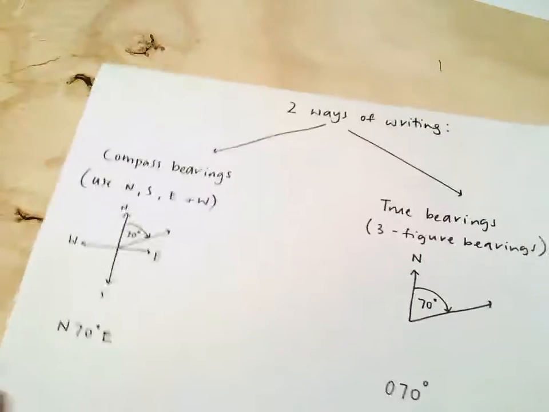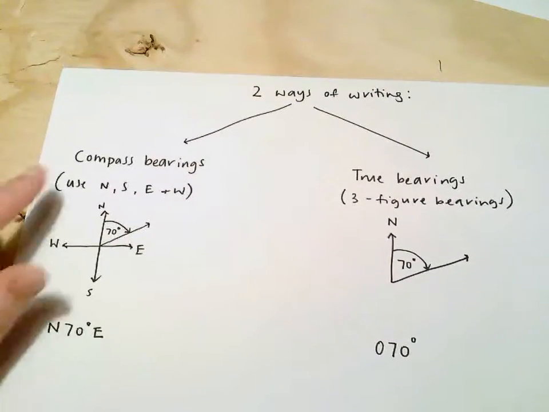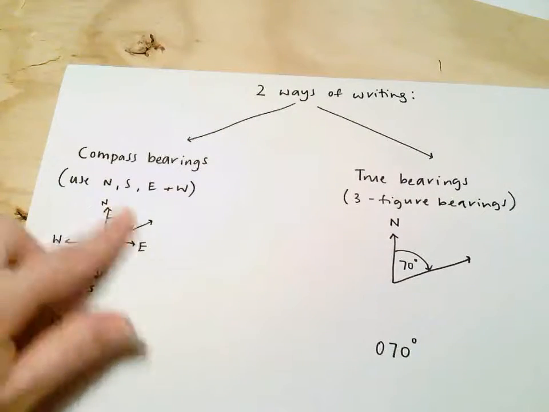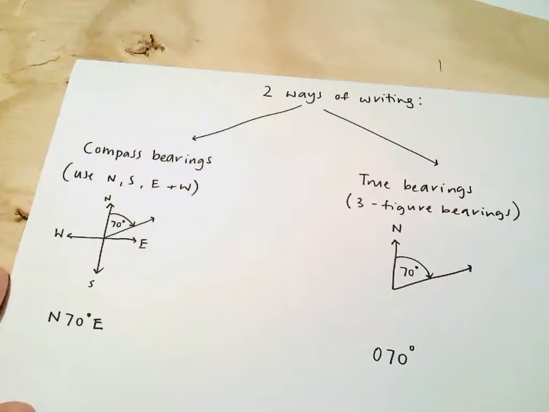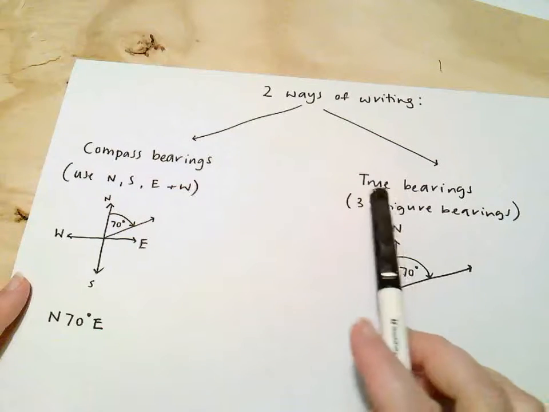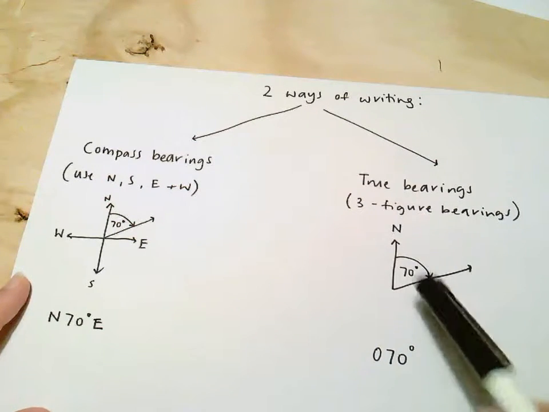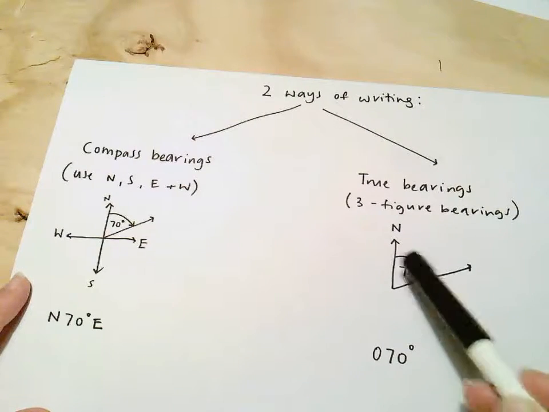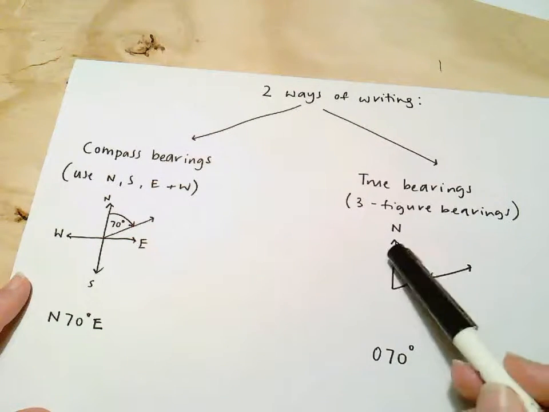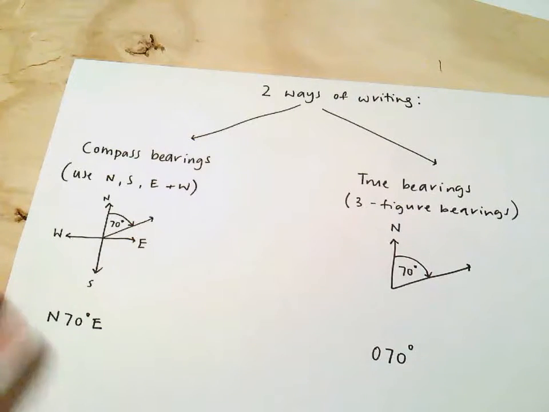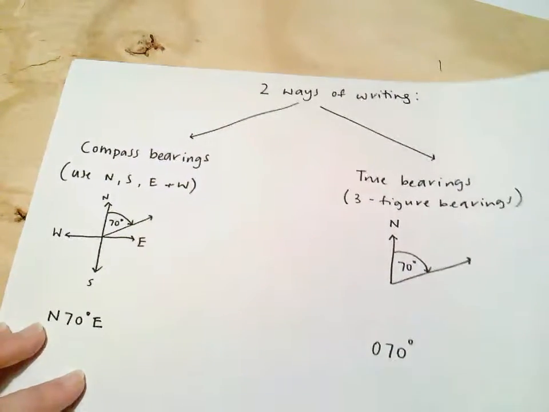There's two ways of writing bearings. We're going to look at both in this video. The first one is using compass bearings, which uses north, south, east and west. Hopefully you've all seen the compass points before. And the second one is what we call true bearings, and these are a three-figure bearing. And they are only measured from north, so it doesn't matter whether you have to measure a long way round or whether you just measure a short way round, they're always measured from north. So let's begin by having a look at compass bearings first.